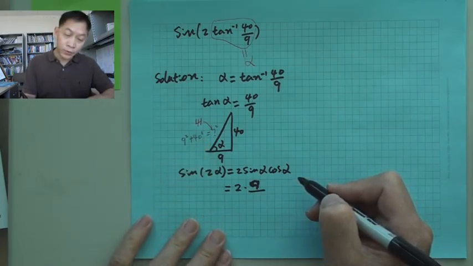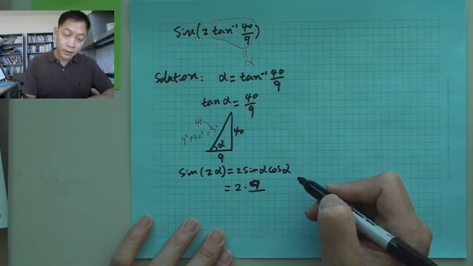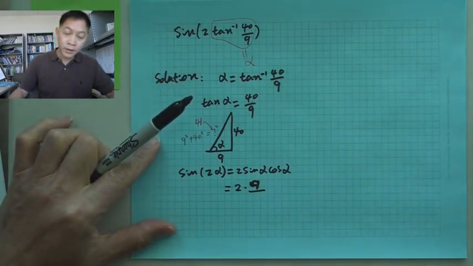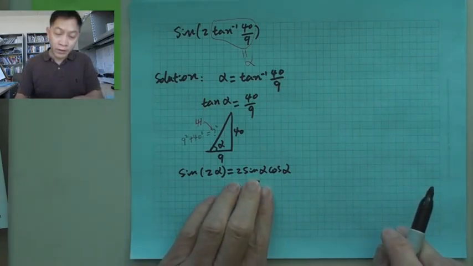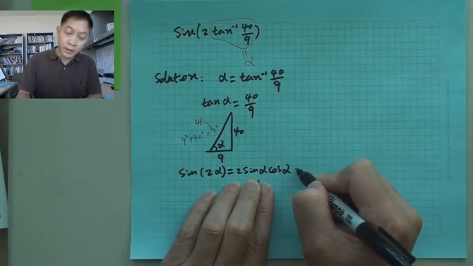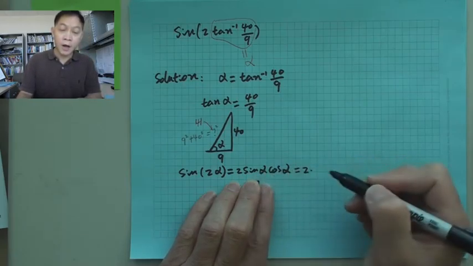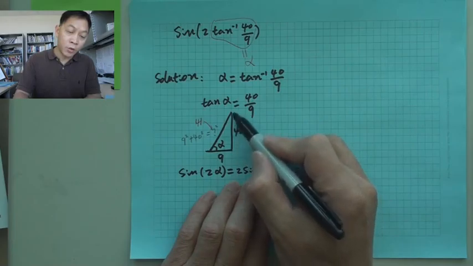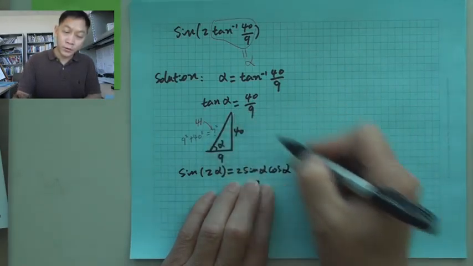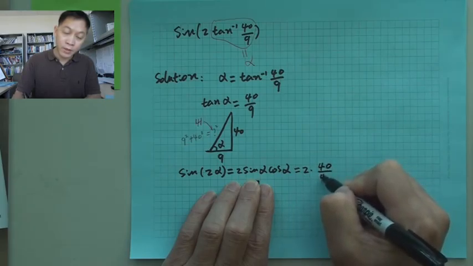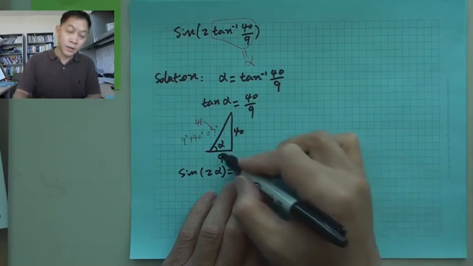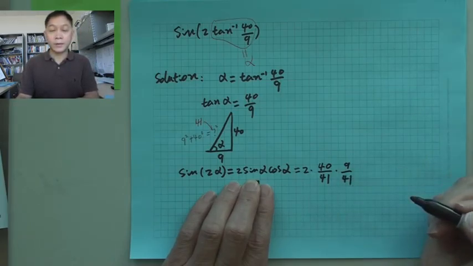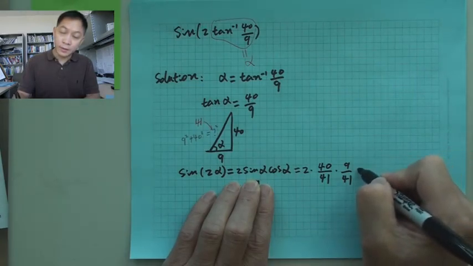Let me make some corrections here. So let me write 2 times sine alpha cosine alpha. Alpha is down here. Sine is the opposite side over hypotenuse, so 40 over 41 is your sine. Cosine is 9 over 41. Okay, so you have the answer now.